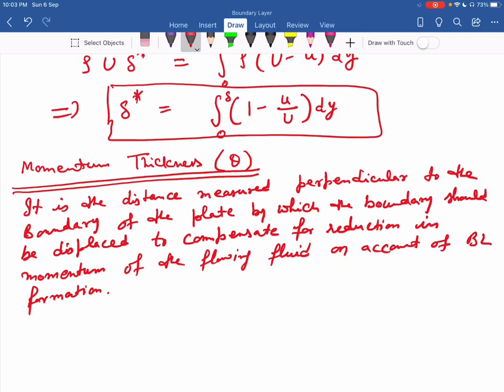In momentum thickness, we consider the loss of momentum due to the formation of boundary layer. You have a flowing stream, and for the flowing stream we have some momentum. If we flow that stream above a plate, there is a formation of boundary layer, and according to that formation of boundary layer, there is a loss of momentum. That loss ultimately gives us the thickness, which we represent as the momentum thickness.